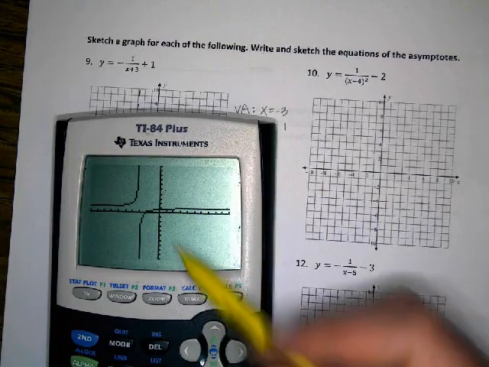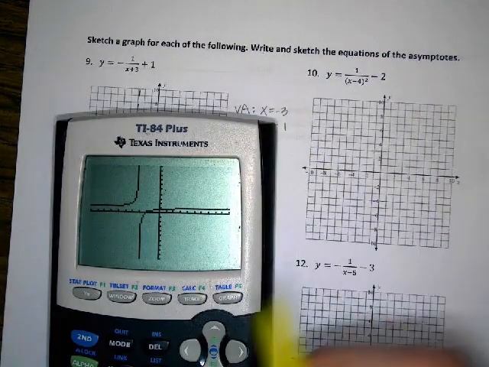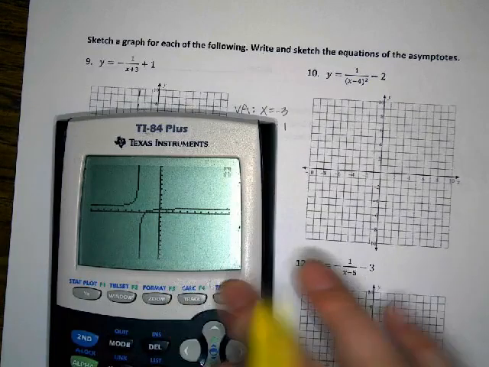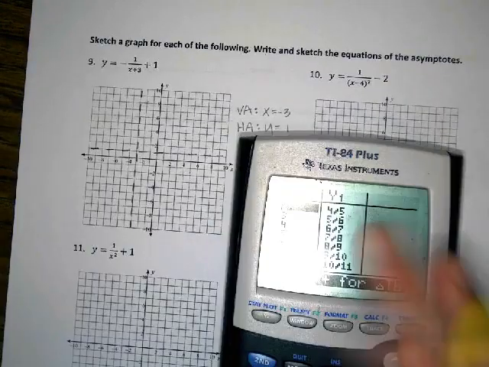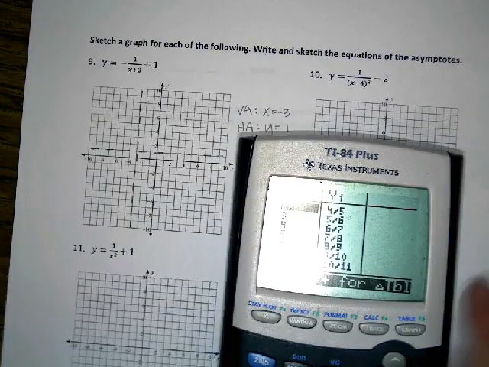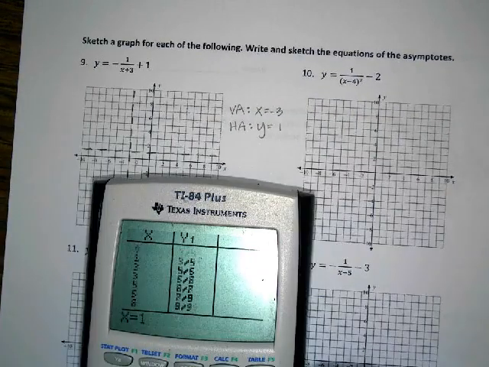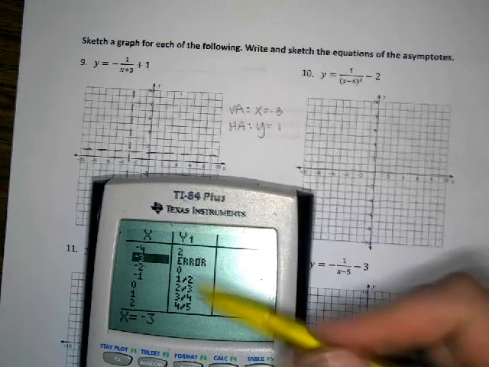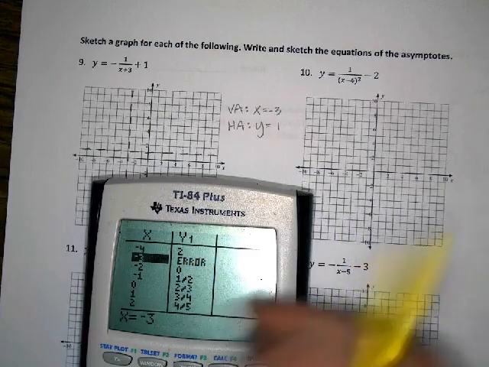Okay, and you can see that those dotted lines were not graphed. And if I look here, I'm not going to see the point -3, 1, but I can look where that point would have been. So -3, 1, that's an error message because it's an asymptote.